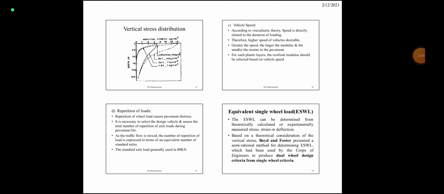For each plastic layer, the resilient modulus will be selected based on vehicle speed.